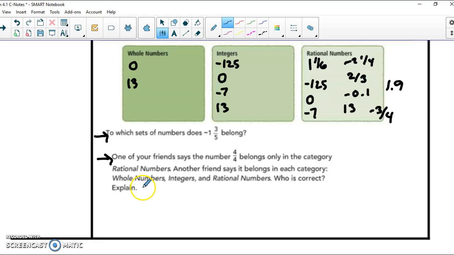Take a second to jot down your response. You're going to give me your answer to this question in Schoology. So take a second to jot down what you think, and then I will let you explain yourself.